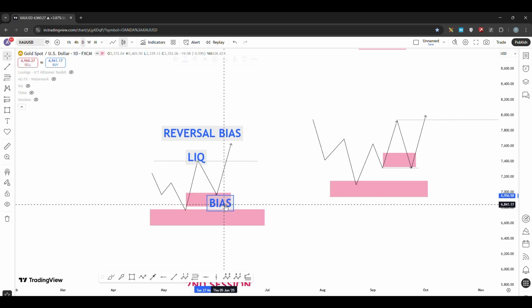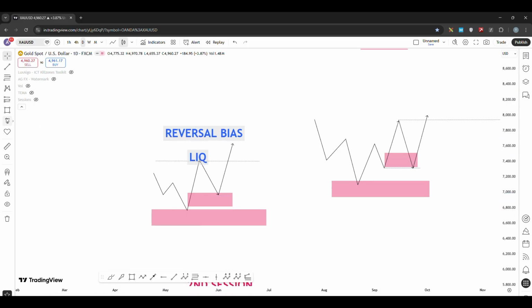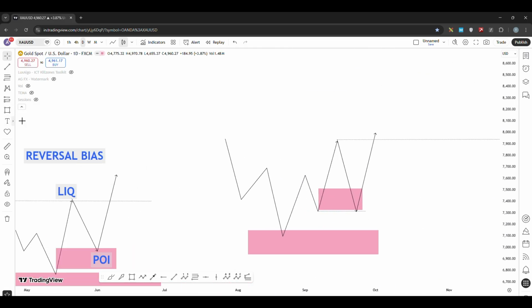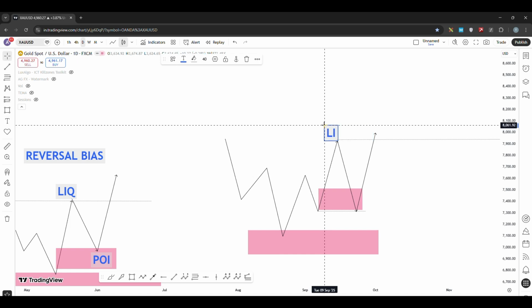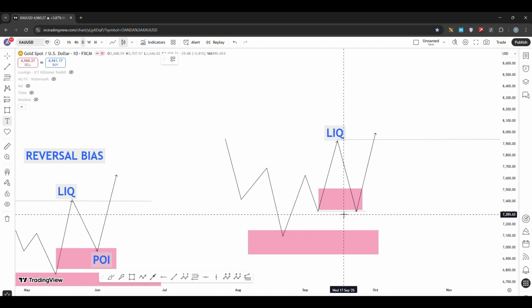Now this is called a reversal bias. Okay, so this is a liquidity and this is a POI. Third one is between a liquidity and a liquidity move. Now this is also common in the market, especially in gold.